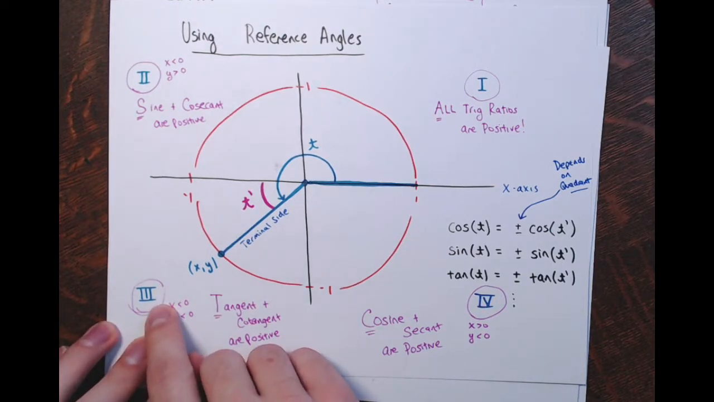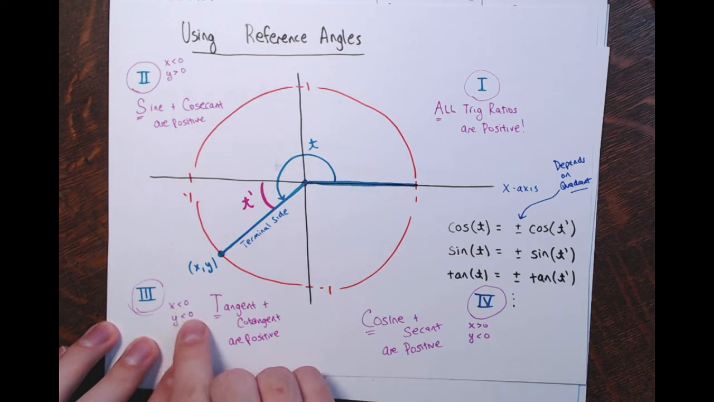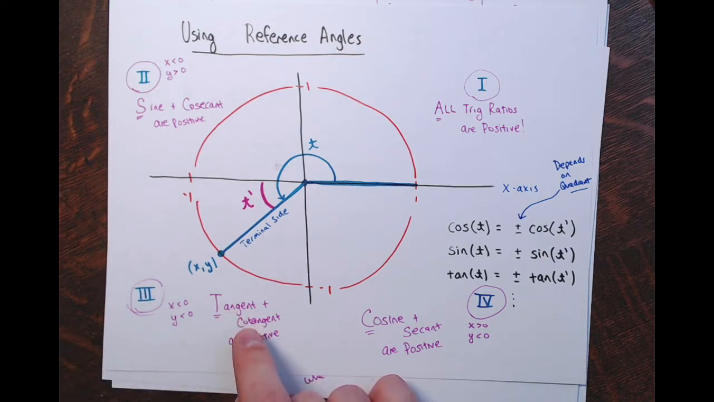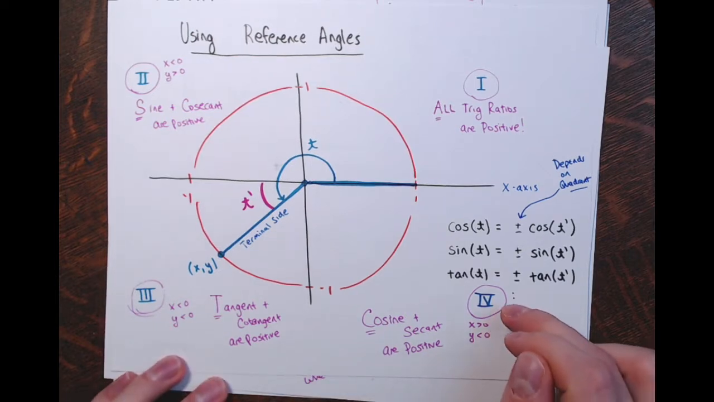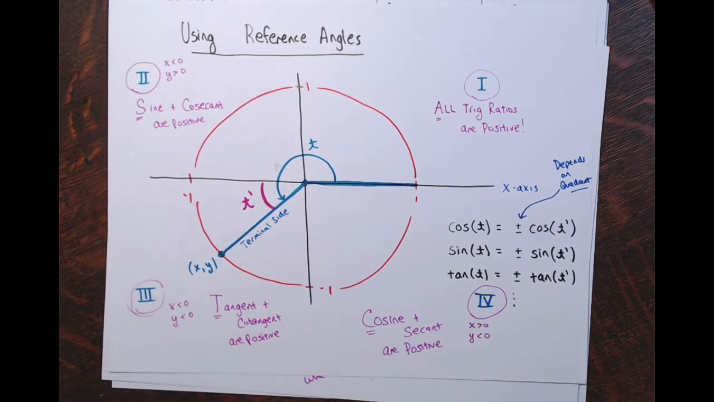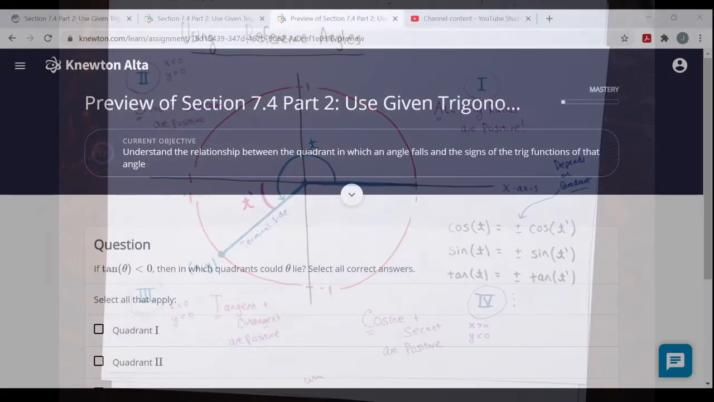In quadrant 3, x coordinates are negative, y coordinates are negative, so everything's negative except for tangent and cotangent, because remember, tangent was y divided by x and cotangent was x divided by y, and they're both negative, so dividing them will make it positive. So if your angle ends in quadrant 3, the tangent and cotangent of that angle will be positive, and all the other 4 trig functions will be negative. And in quadrant 4, x coordinates are positive, y coordinates are negative. So cosine and secant will be positive, and the other 4 will be negative. I've already discussed this in previous videos and with that picture.